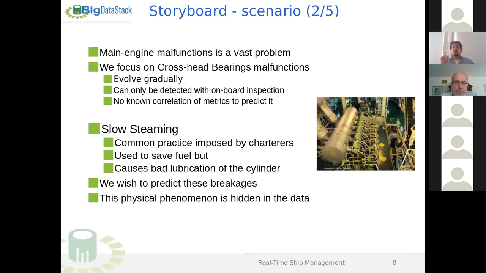It is caused by slow steaming. Slow steaming is a very common practice imposed by charterers. It is used basically to save fuel, but main engines are not designed to work optimally at such slow speeds. So this causes bad lubrication of the cylinder. The thing we wish to do, we wish to predict these breakages, okay? And we strongly believe that as a physical phenomenon, it's somewhere hidden in the data. So we wish to reveal it, okay?